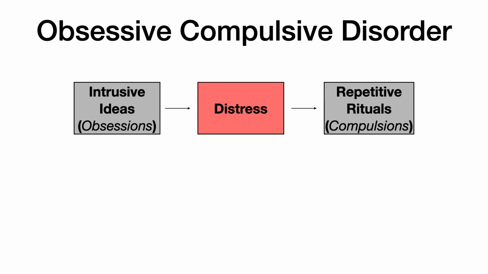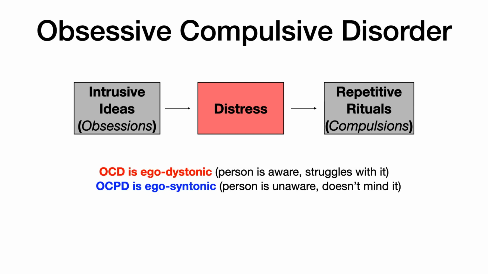Now, what's really, really high yield for USMLE and COMLEX is to know the difference between OCD, obsessive compulsive disorder, and OCPD, which is obsessive compulsive personality disorder. Right? So OCD is a disorder. OCPD is a personality disorder. And we don't really need to get into the nuances of this, but the big takeaway for you, because it's incredibly high yield, is that OCD is ego dystonic, OCPD is ego syntonic.